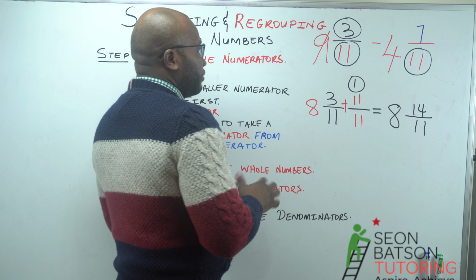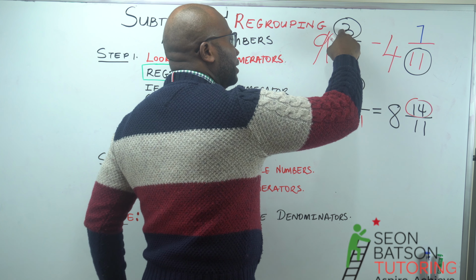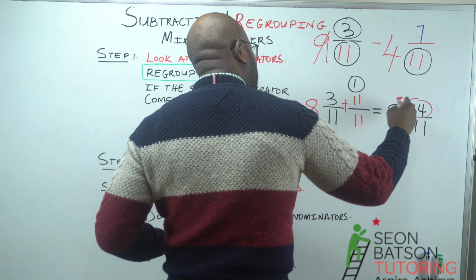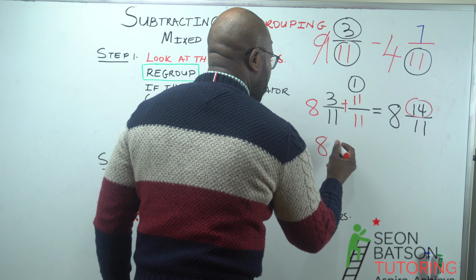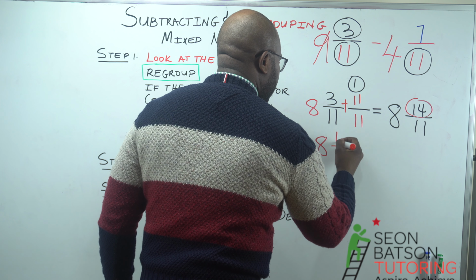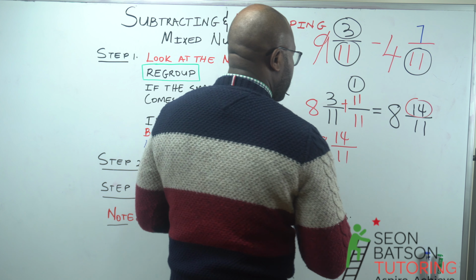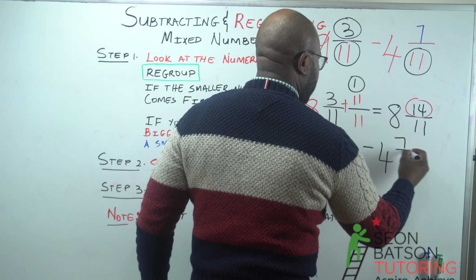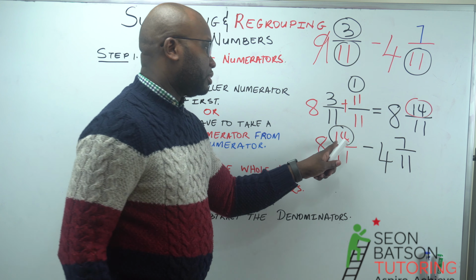Now note, if you realize, you'll see that our numerator went from being 3 to now 14. So now the bigger numerator will come first. Let's put back what we have after we regrouped. We have 8 and 14 over 11. And here we have 4 and 7 over 11. Mission accomplished because the bigger numerator is now first.